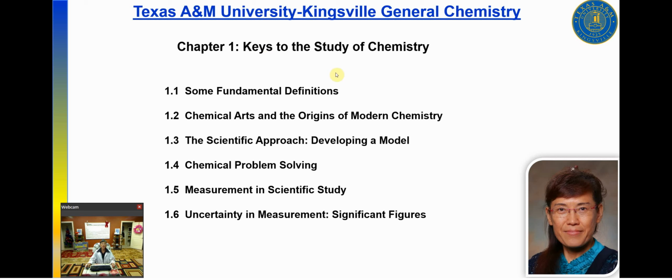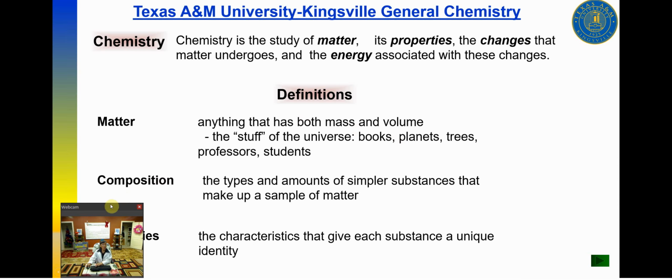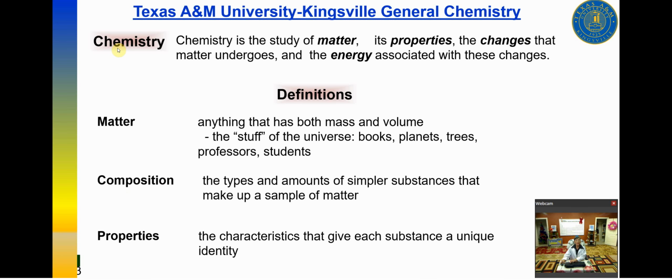In this chapter, we are going to cover 6 different topics: fundamental terminologies, some information about modern chemistry, and then developing models. Particularly, we are going to focus on problem solving, followed by measurement in scientific study and also the uncertainties in your measurement. So first of all, several different terminologies. Let's learn chemistry, matter, composition, and properties.